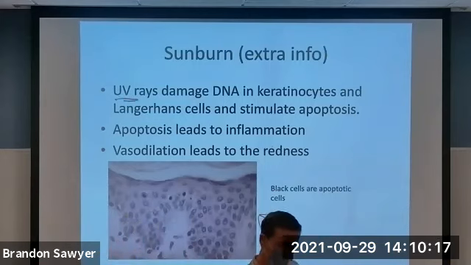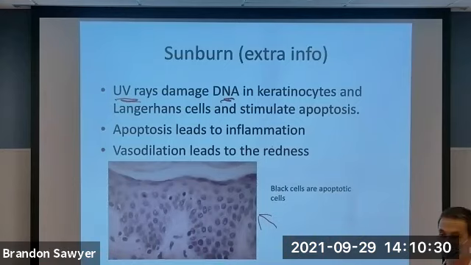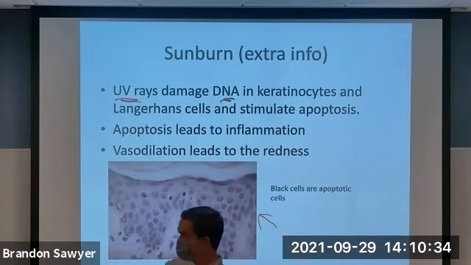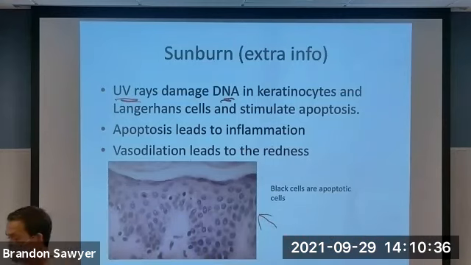Okay, and so those UV rays actually damage the DNA in those keratinocytes, so much so that they are programmed to destroy themselves, go through apoptosis. Okay, so if there's enough DNA damage in a cell, then the cell will usually destroy itself, so it doesn't create other cells with mutations, right?